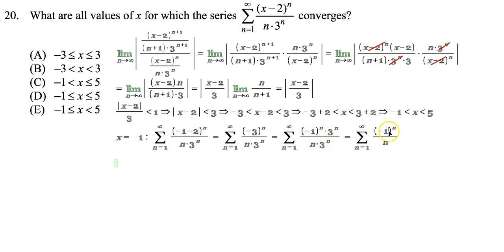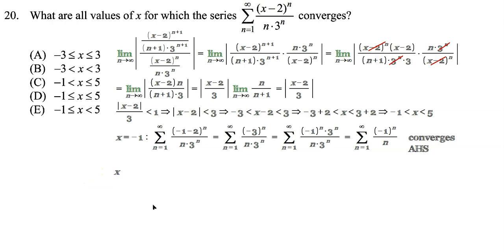This series that you get here has an alternator in it. The negative 1 to the n makes the values flip from positive to negative and so on. So in other words, this converges. It's the alternating harmonic series, I'll call it AHS for that reason. The alternating harmonic series converges.